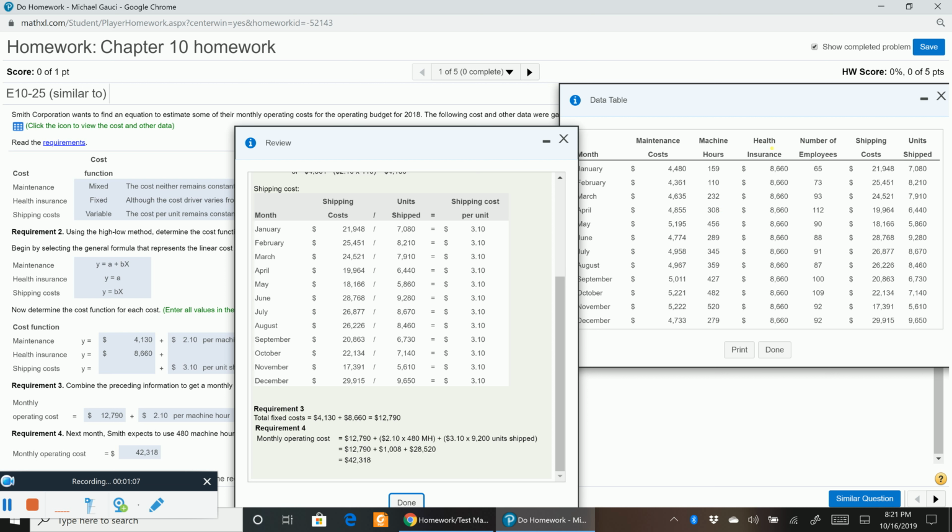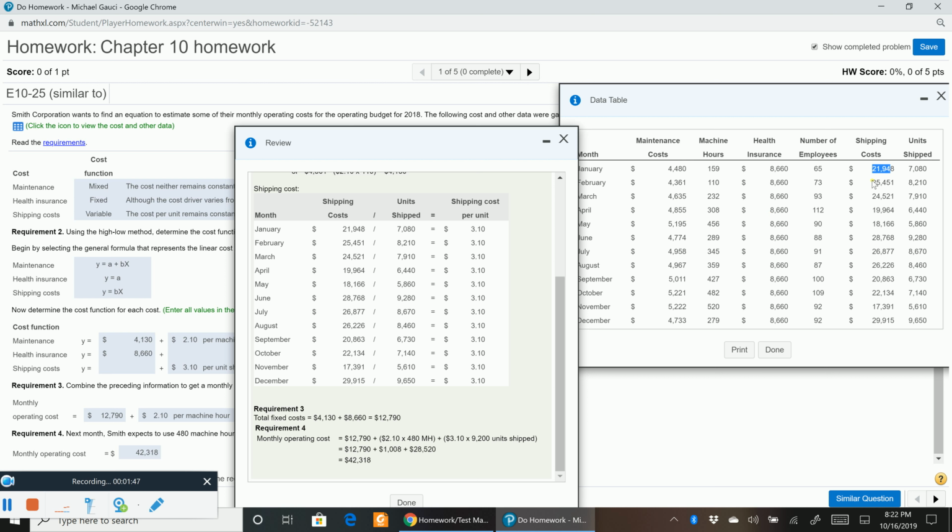So first I'm going to take a look at health insurance as an example. If I see January, February, March, April, I go all the way down the line. Do you see that the total cost is exactly the same regardless of activity? And the cost driver here would be the number of employees. Even though the number of employees are changing, the health insurance costs are exactly the same. That's an example of a fixed cost. So over here in the homework problem on the left-hand side, we're going to say health insurance is a fixed cost. Now, how about shipping costs?